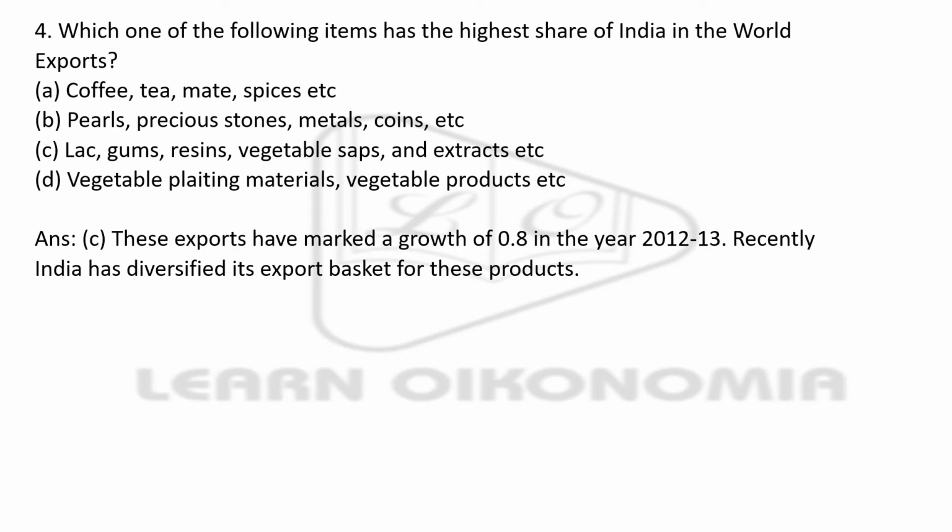Next question: which of the following items has the highest share of India in the world export? Which is the highest contributor of export with respect to India? Options are: option A, coffee, tea, meat, spices, etc. Option B, pearls, precious stones, metals, coins, etc. Option C, legumes, resins, vegetable saps and extract, etc. Then option D is vegetable planting materials, vegetable products, etc.